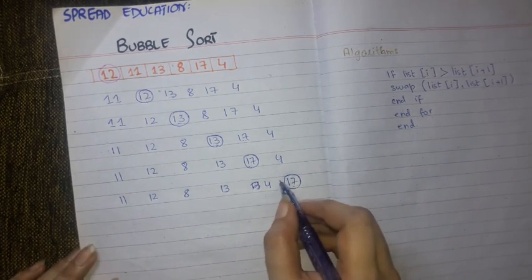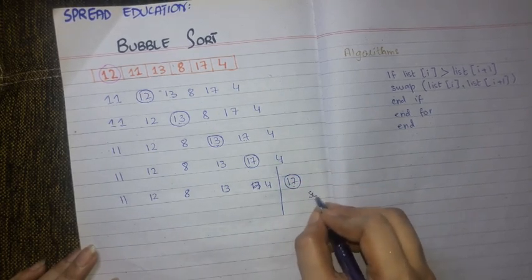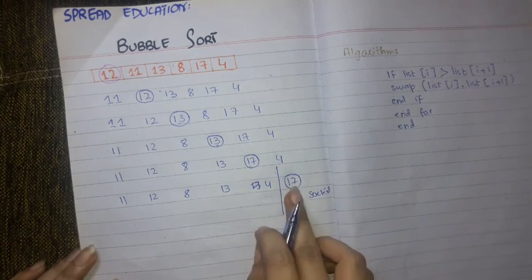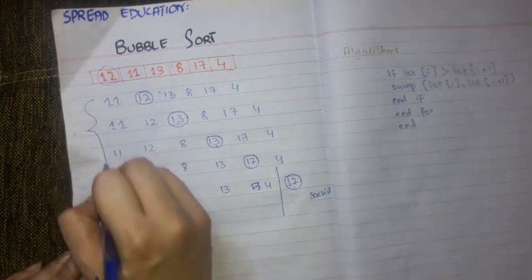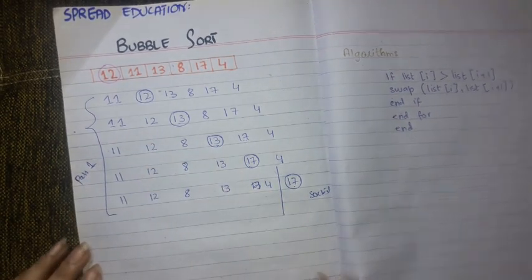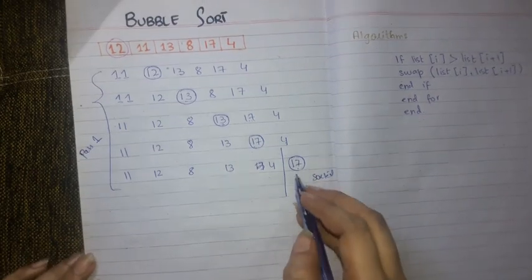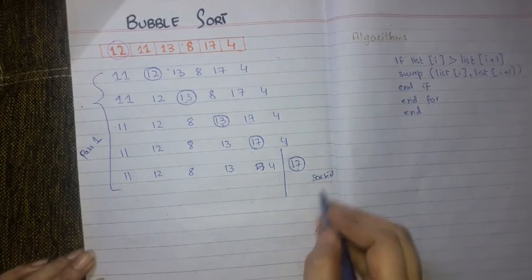Like this, only this part is sorted yet. Okay, so this was pass one only. It has reached its place, and this part is sorted.